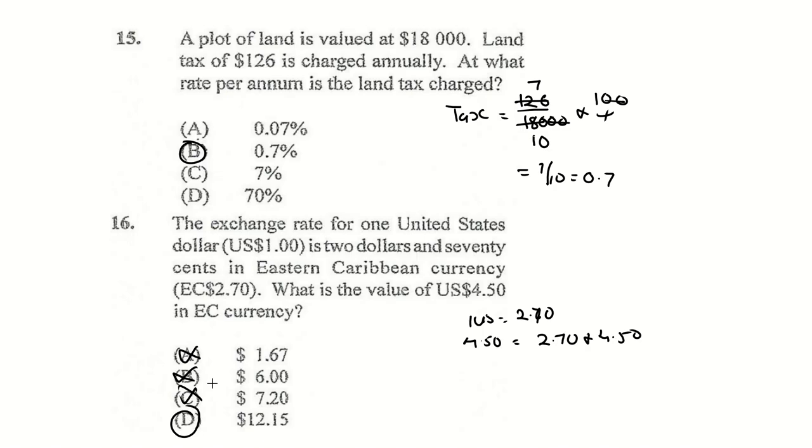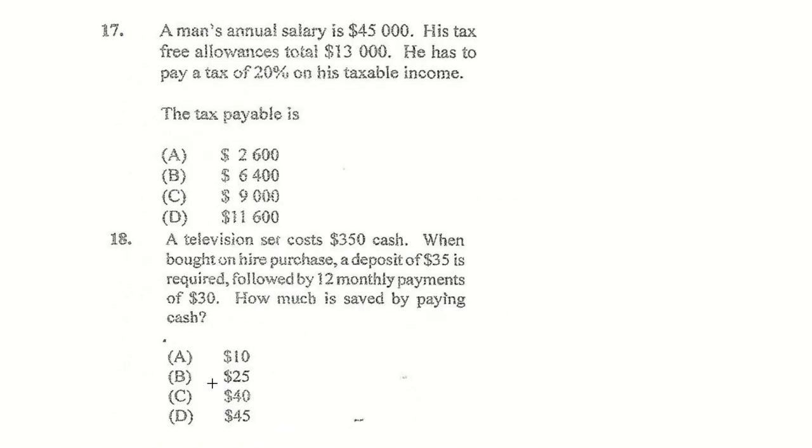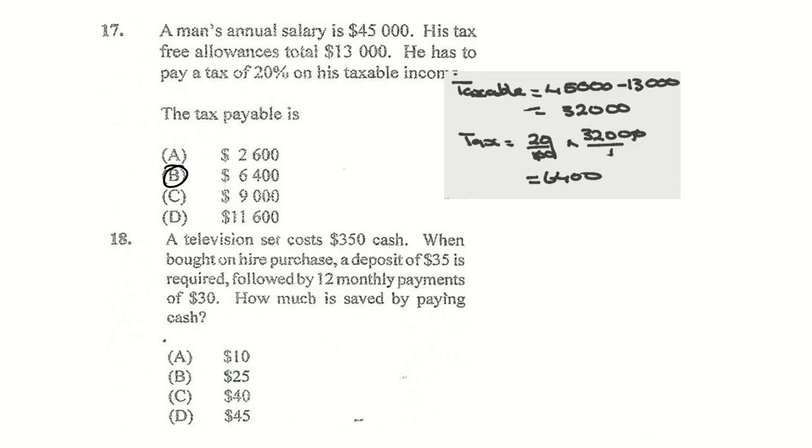Right, for number 17, a man's annual salary. We did this question already, and I believe the answer was B. Let me make sure I'm telling you this correctly. His taxable income was 32,000, and then we found 20% of 32,000, which is 6,400. Right? And that would have been the answer for this one.